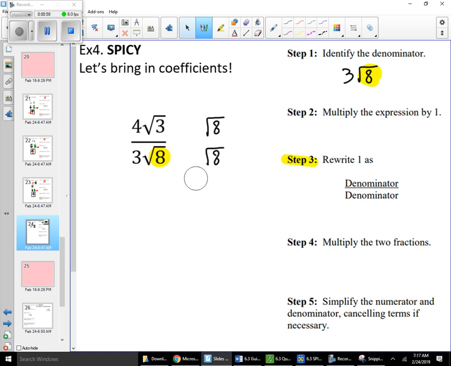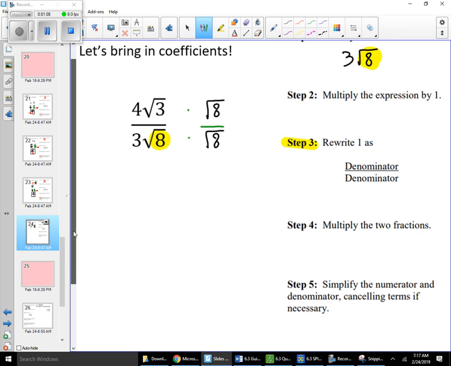So it's not really worth our time to include that 3. You certainly can for the sake of following the checklist word for word if you like, but I don't recommend it. I recommend just multiplying by root 8 over root 8. So going through the process here, we actually do get to step 4, multiply. We've got a 4 root 3 times root 8. Haven't seen anything like that in a while. That's root 3 times root 8, which gives us a root 24. In the denominator, we're going to have a 3 times root 8 times root 8, which is a root 64.